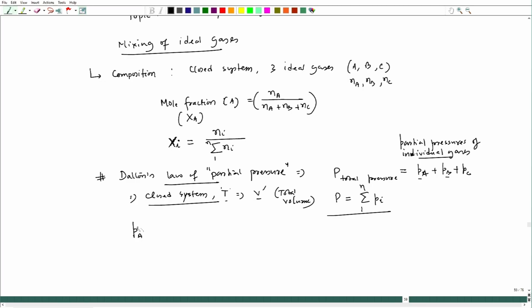P A. P, the total pressure, is nothing but, let us say there are 3 component gases, Na plus Nb plus Nc, the total number of moles, into RT by V prime. Okay. So, this is the equation of state. Now, P is the total pressure.